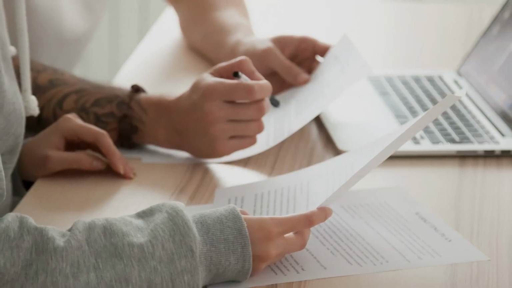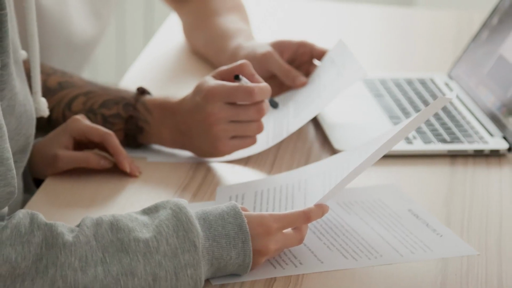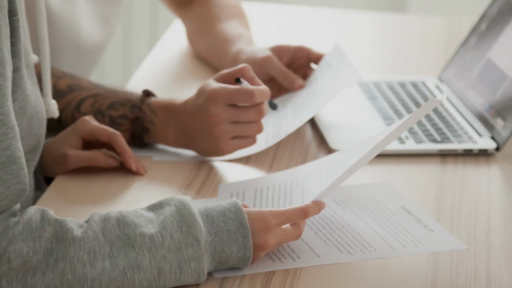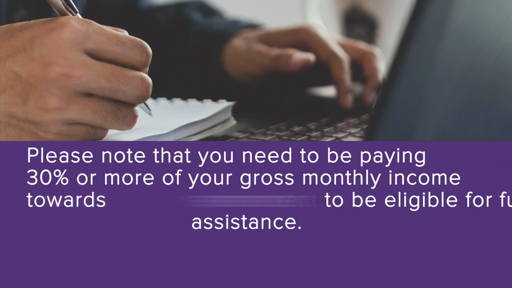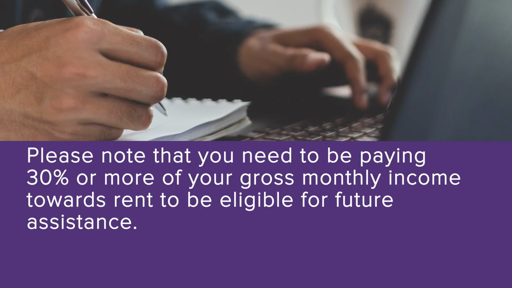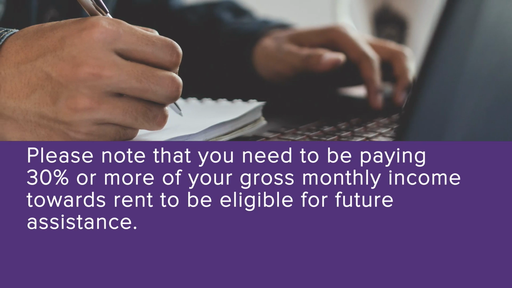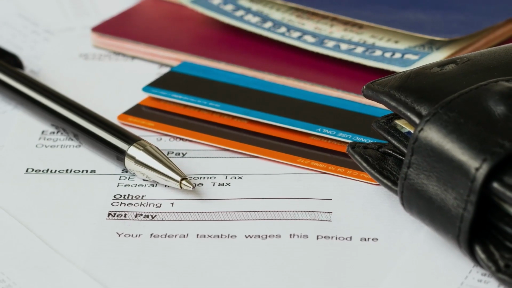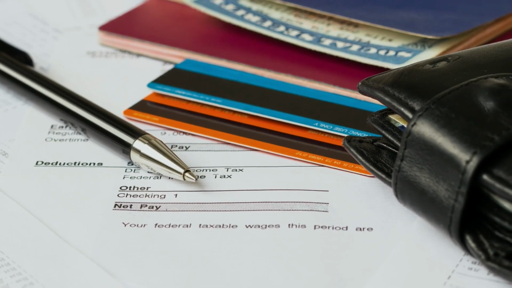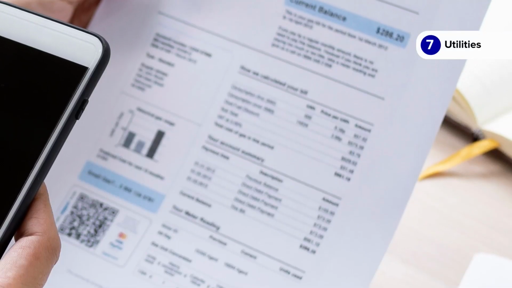If you or any member of your household need assistance paying future rent, let us know on this page. Please note that you need to be paying 30% or more of your gross monthly income towards rent to be eligible for future assistance. After entering the past due rent amounts for all applicable months, advance the application to page 7, Utilities.